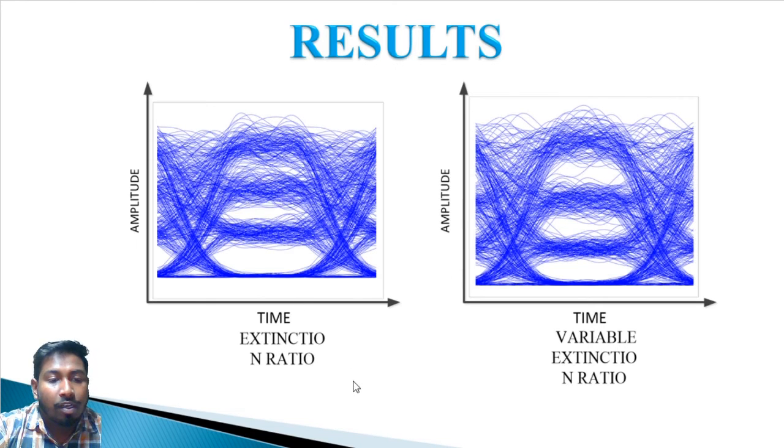This is my result when the OSNR is 25 dB: the eye opening in the normal extinction ratio, and in the variable extinction ratio.